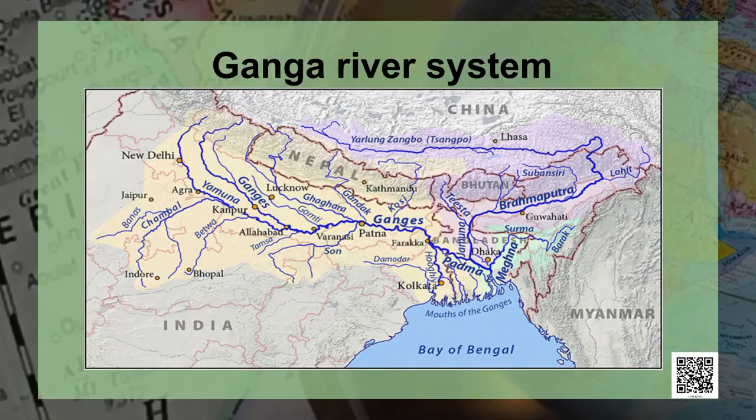After the Indus river system, now we will discuss the Ganga river system. Look at the map and observe from where the Ganga river originates and in which direction it flows.